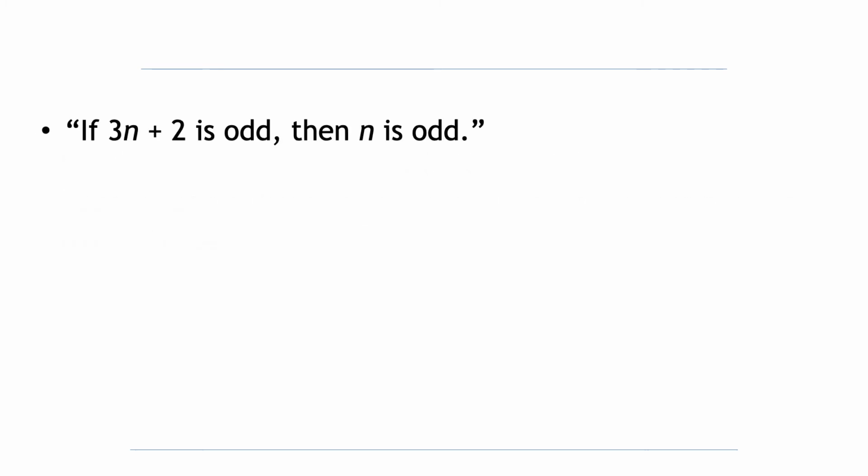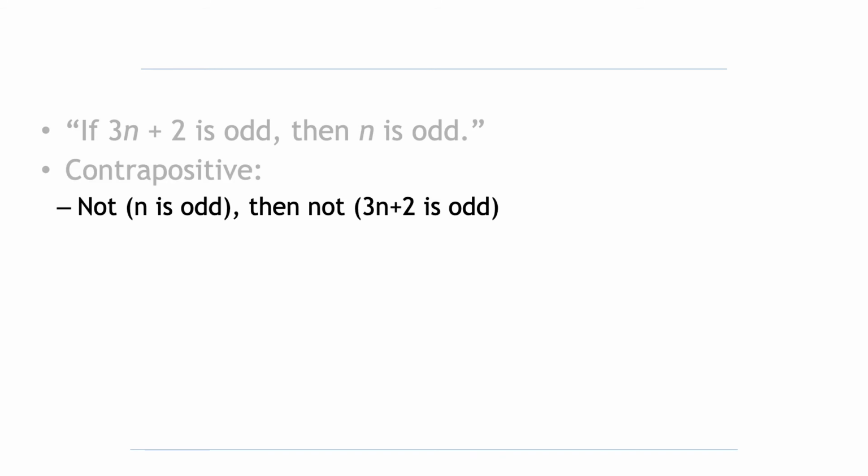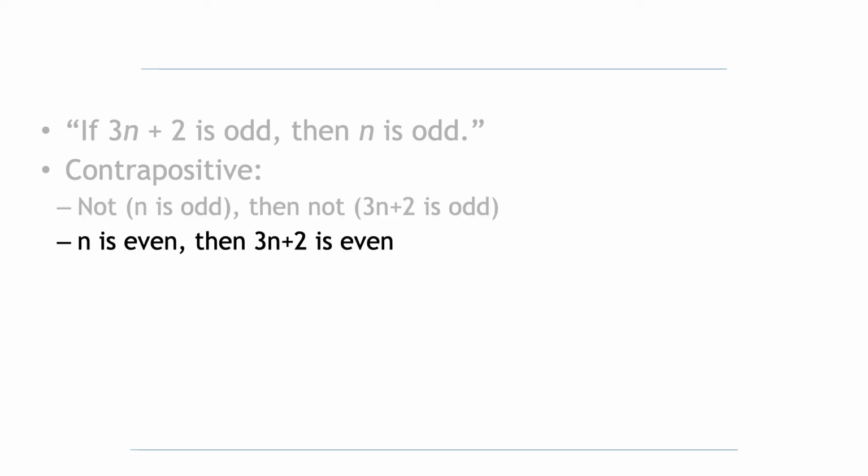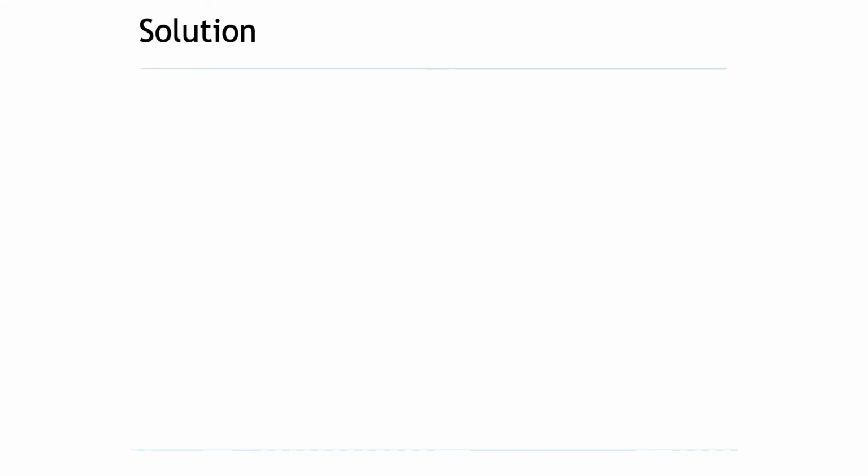So this is our theorem: if 3n plus 2 is odd, then n is odd. Now the contrapositive will be: if n is not odd, then 3n plus 2 is not odd. We can write this in a better way: if n is even, then 3n plus 2 is also even. This is the contrapositive of our theorem. Now let's try to prove the contrapositive.